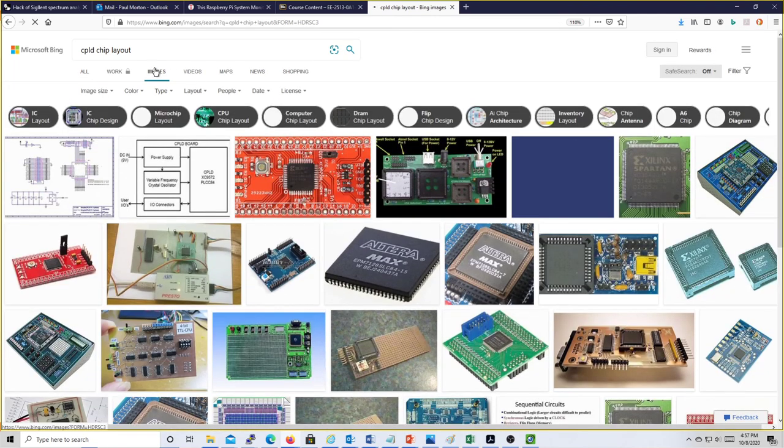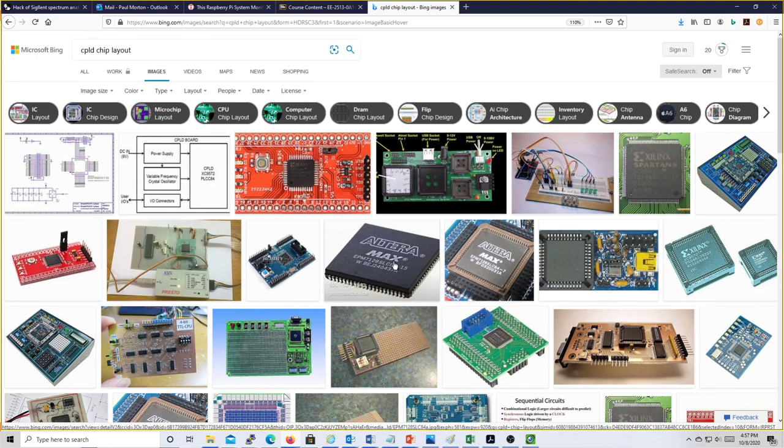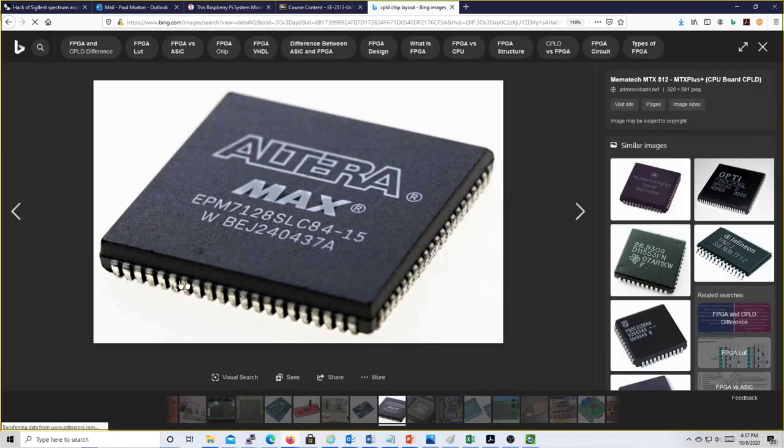Let's do images maybe. So these are some, and you can see these chips can have quite a few pins on them. There's probably 20 on a side, so this is 20, 40, 60, 80 pins. And they can implement some pretty complicated logic.